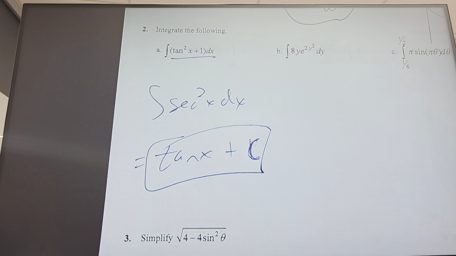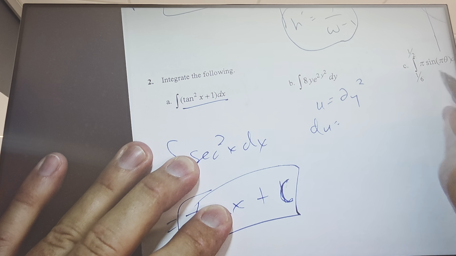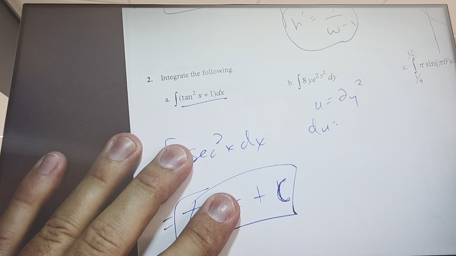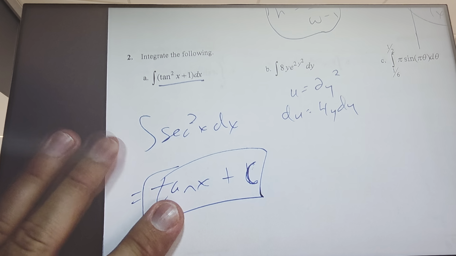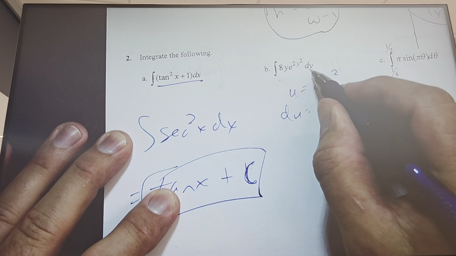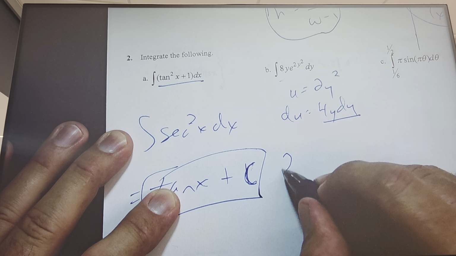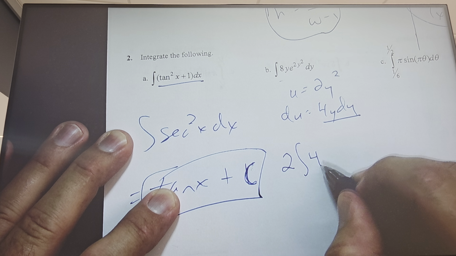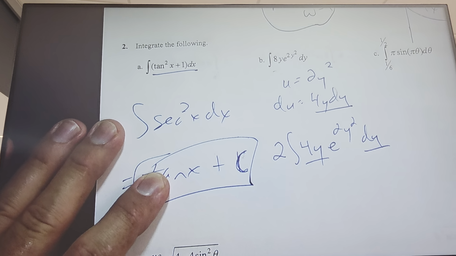2y squared is stuck in the power of e, but its derivative is what specifically? 4y dy. Do I see this in here? Sort of, but what's extra? 2. So I take a factor of 2 out. Do I see 4y dy?